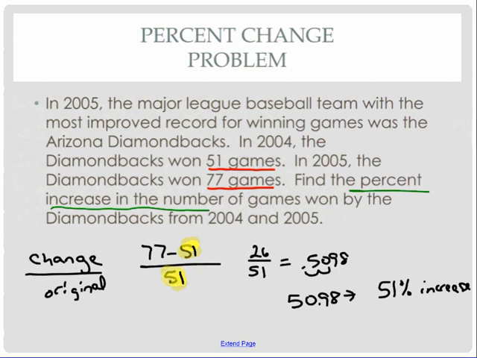Notice that I wrote out increase after this. Yes, you have to put that. Because if you just say 51%, then I don't know if it's an increase or a decrease. Did they only win 51% of the games they won the previous year? I don't know. Okay. How are your stocks doing? 51%? Well, if it's 51% gain, that's awesome. If you only have 51% left, that's bad. So it's very important, this idea of saying whether it's an increase or decrease. Please make sure you're doing that.